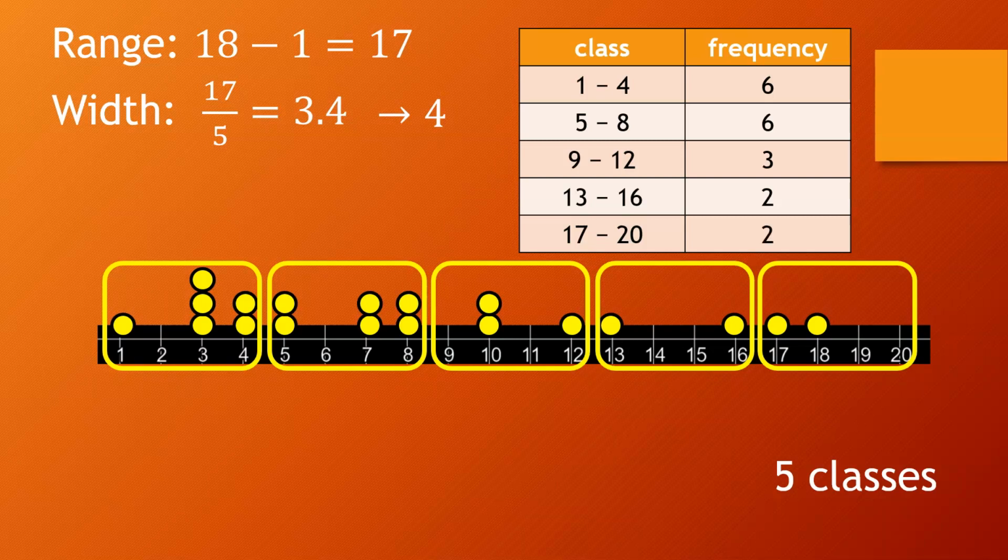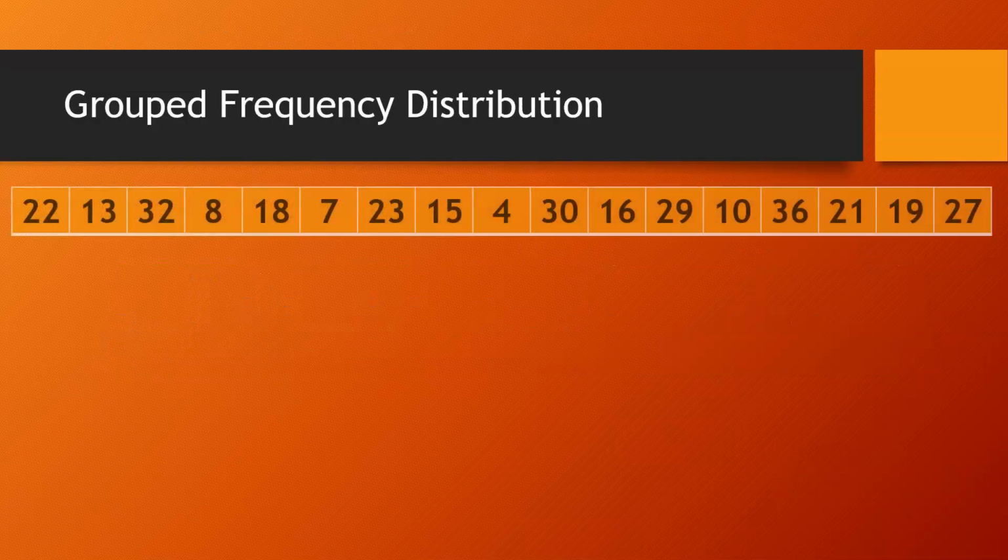Showing the data values and the classes like this on a number line can make it a lot easier to understand what's going on with group frequency distributions. But when you're dealing with data, you probably don't have the data represented that way. You probably just have a list of data values. So let's use this list of data values and make a grouped frequency distribution for it.